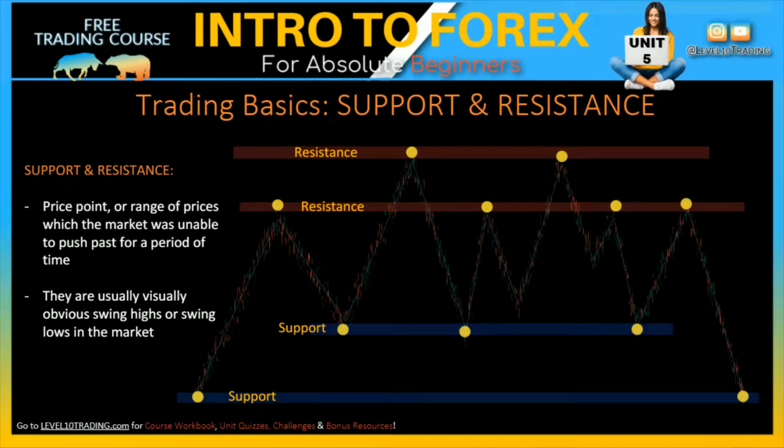So let's first define what support and resistance is. Support and resistance is a price point, or usually it's a range of prices, in which the market was unable to push past in order to continue in one direction or the other. When looking at your charts, support and resistance points are usually obvious swing highs or swing lows in the market, or it is a visual zone where price failed to move beyond for a period of time.